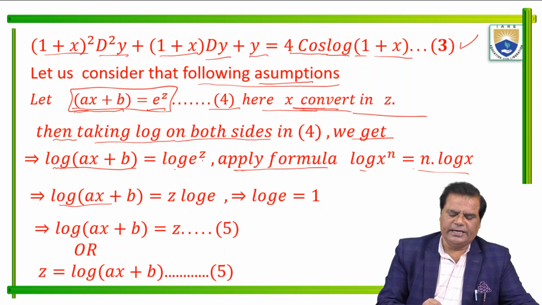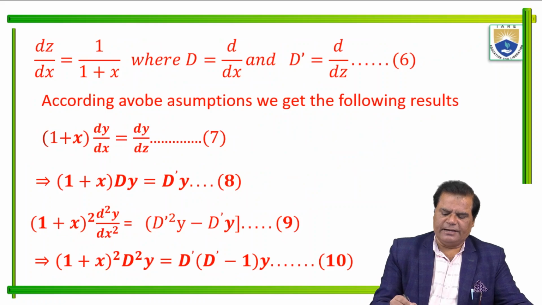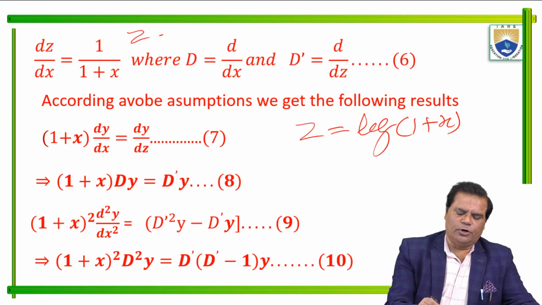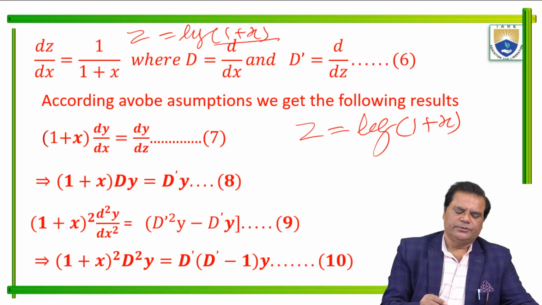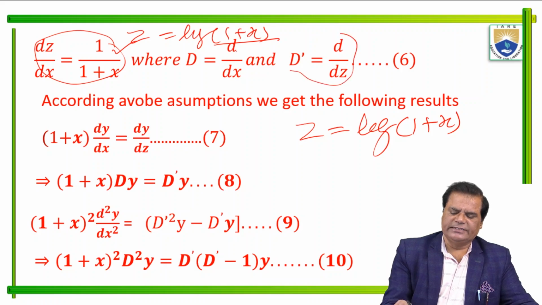So here log(ax+b), z log e equals log e, which is 1. So log(ax+b) equals z, or z equals log(ax+b). But in our question, z equals log(1+x). Differentiating with respect to x, we get 1 upon 1+x, where D is dy/dx and D' is dy/dz.